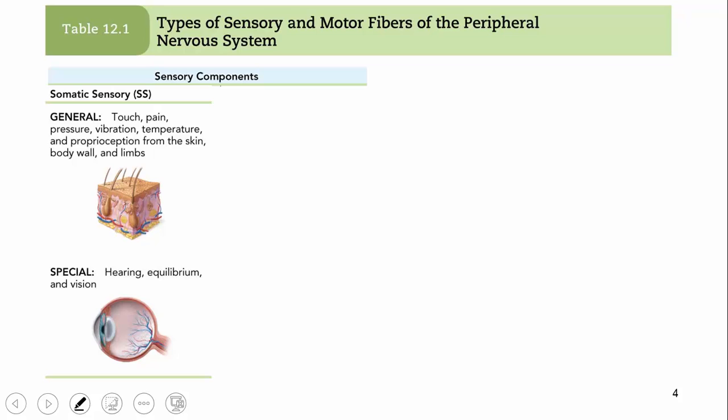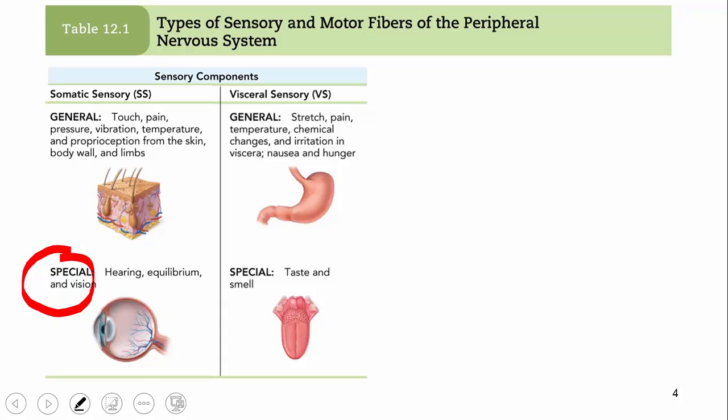Specialized versions of this type of somatic sensory are things like hearing, equilibrium, vision. When we contrast it, you'll get the difference here. If we have visceral sensory, these are things that happen sort of inside your body. So whenever we think of the word visceral, we think of inside. So like stretch or pain or temperature, the feeling of being nauseous or having hunger pains. Those are all examples of general visceral sensory. Special examples are taste and smell. Again, things that are happening sort of inside your body. The stimulus is from inside your body. Okay, so those are the two types of sensory components.